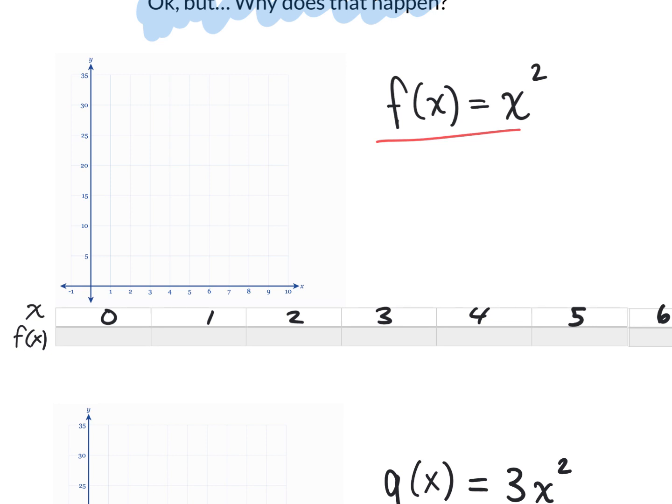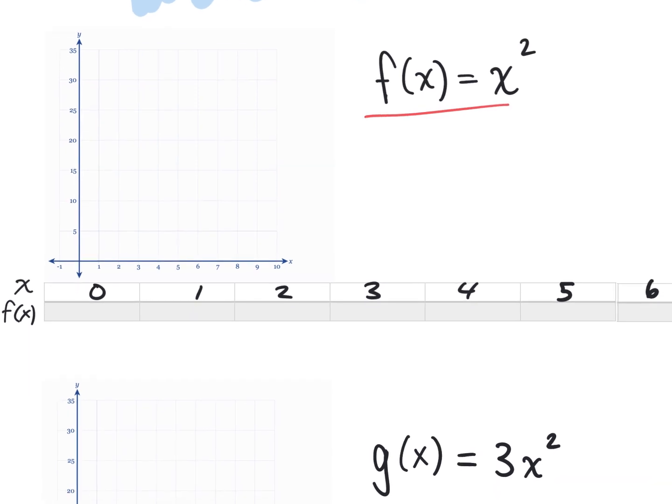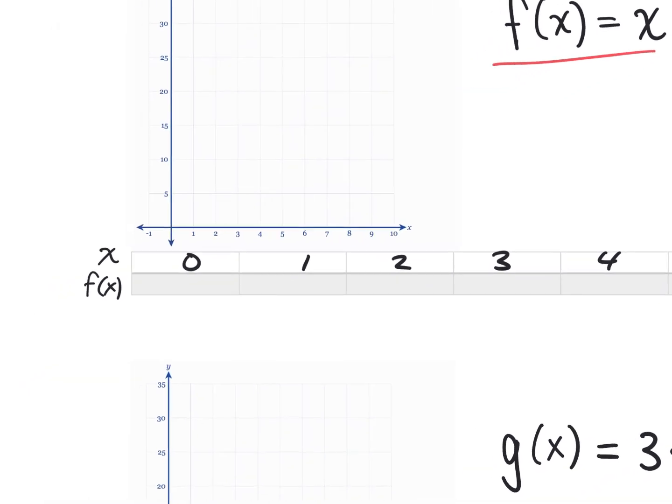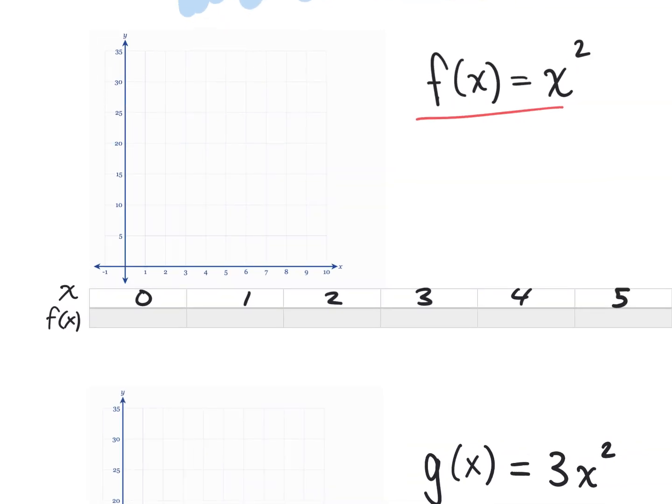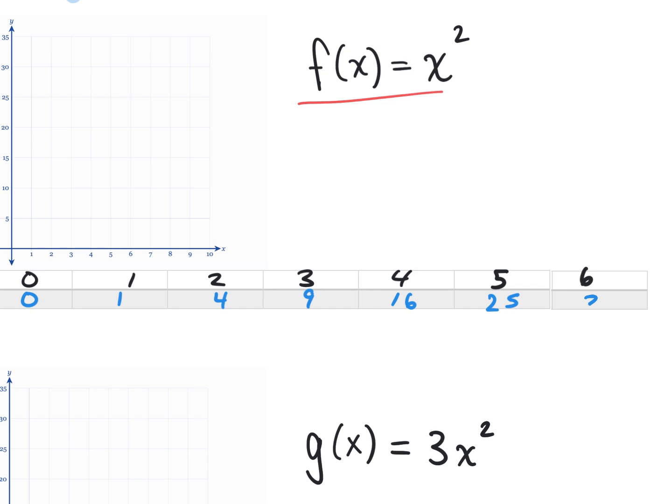So what I'm going to do is just fill in this table, and I'm going to go a little bit further than we normally would. Our input here is x. Our output is f of x. We know that when we square, we're going to get 0, 1, 4, 9, 16, 25, and 36.